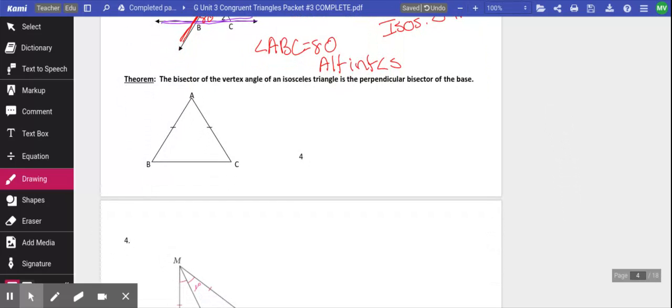Next theorem: the bisector of the vertex angle of an isosceles triangle is the perpendicular bisector of the base. So that means if I draw an angle bisector, which makes angle BAD equal to angle CAD, that means it also is the perpendicular bisector of the base. So that means BD is equal to DC. This is only true in isosceles triangles.